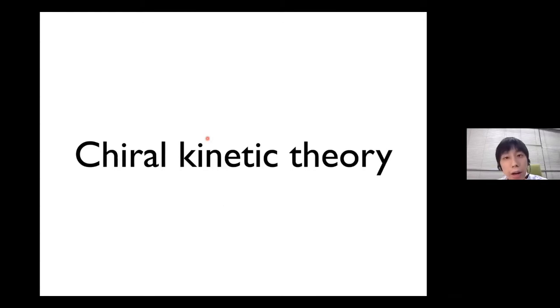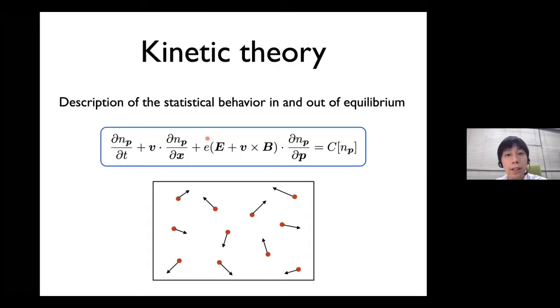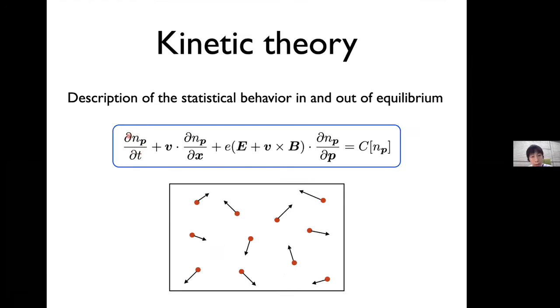So let us discuss how the chiral anomaly and chiral magnetic effect can be incorporated in the framework of kinetic theory, but let us first review what kinetic theory is. If the system is in global equilibrium, then it is described by thermodynamics. But if the system is out of equilibrium, the statistical behavior of the system is described by kinetic theory. Microscopically, each particle has some momentum p and is located at some coordinate x, and the motion of each particle is described by a classical equation of motion with collisions. Therefore, it is convenient to define the distribution function n of p, which denotes the probability of a particle with momentum p located at some coordinate x at some instant of time t.